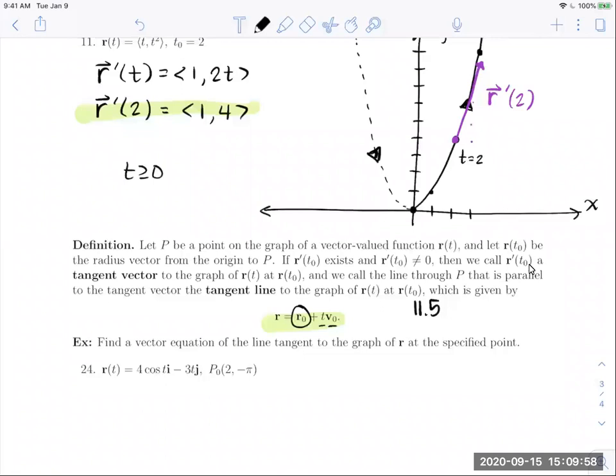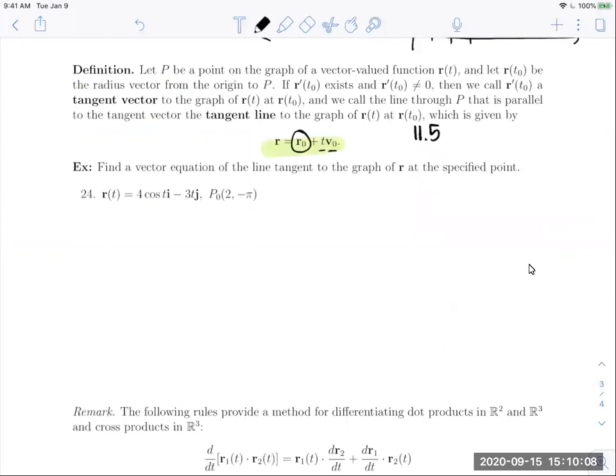So we're going to use this equation of the tangent line then to find those tangent lines, just leaning back on our information from section 11.5. So let's take a look at 24. Find a vector equation of the line tangent to the graph of R at the specified point. All right, so we have our equation R of t. Let's begin by finding the derivative function R prime of t.